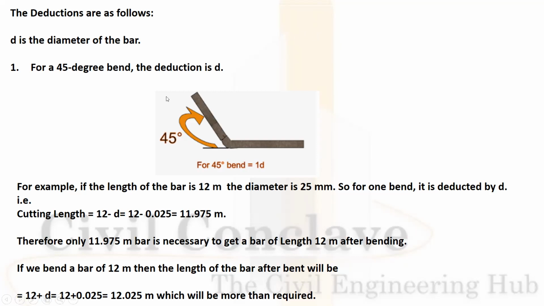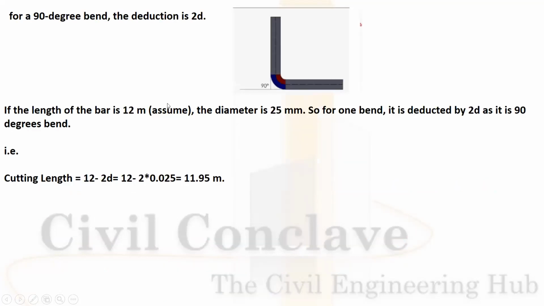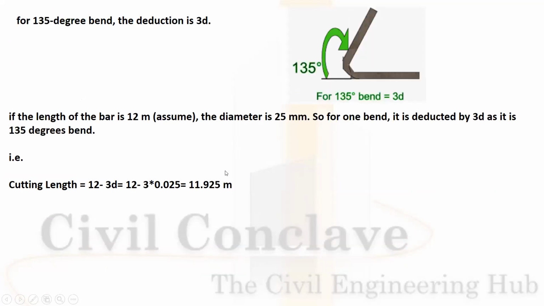So when you prepare the bar bending schedule, we come to know the actual cutting length of the bar required. For a 90-degree bend, the length of the bar is 12 meter and the diameter is 25 mm. For one bend, we deduct 2 dia. So for the 90-degree bend, the cutting length will be 12 meter minus 2 dia, which is 12 minus 2 into 0.025, that is 11.95 meter.